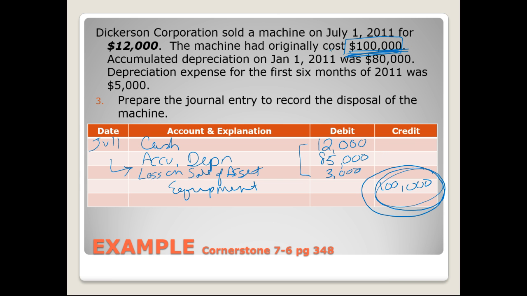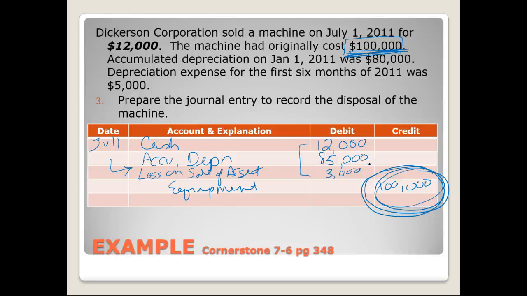If the company had made capital expenditures on this machine at some point before July 1st, 2011, then the total book value would also have needed to include the value of those improvements, those capital expenditures. We did not have that in this problem, so the total book value that we credited the equipment account for was the original cost, the original book value of the machine.